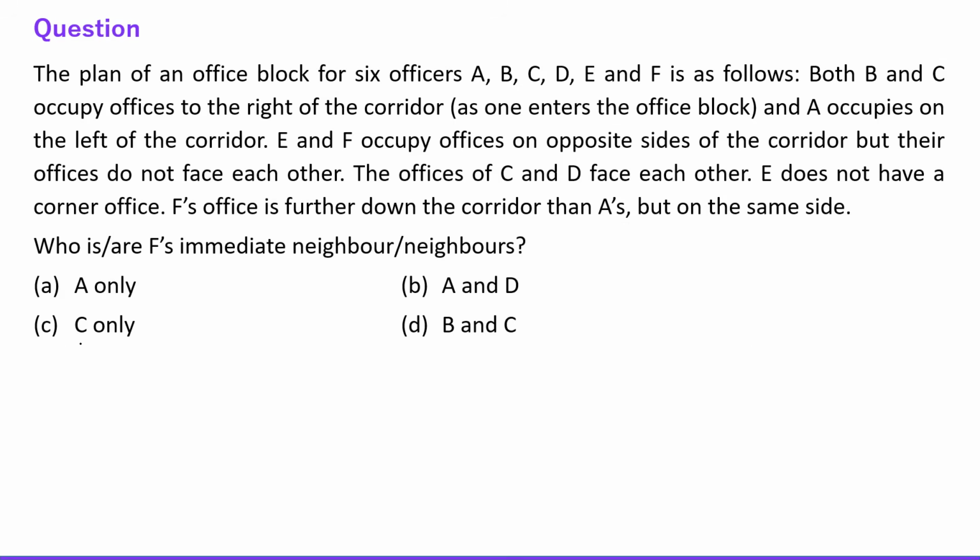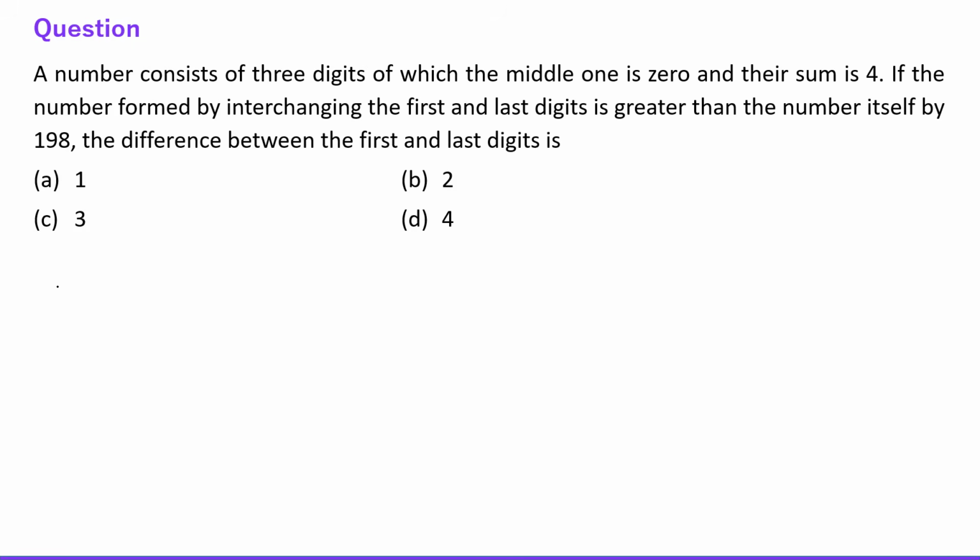F, A, D, B, E, C. This is the pattern. Who is F's immediate neighbor or neighbors? F's immediate neighbor is A only. The answer is A only. Okay. Now let's move.